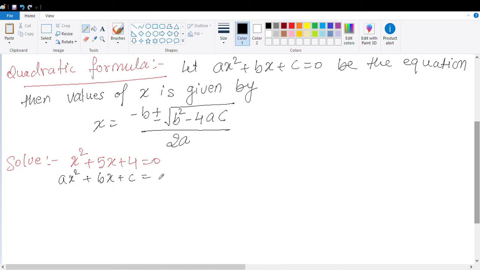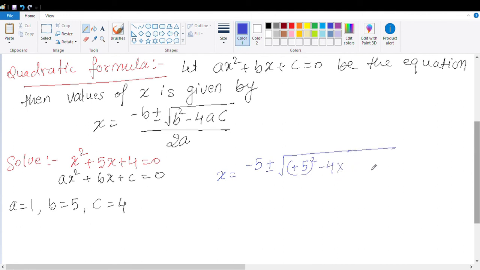So ax square plus bx plus c equal to 0. The value of a is 1, the value of b is 5, and the value of c is 4. Write the quadratic formula here: x is equal to minus b, that is 5, plus minus square root of b square, that is 5 square, minus 4ac, where a is 1 and c is 4, divided by 2a, which is 2.